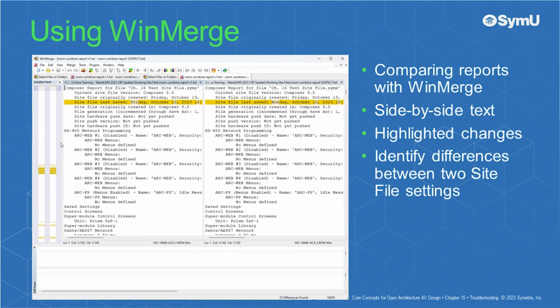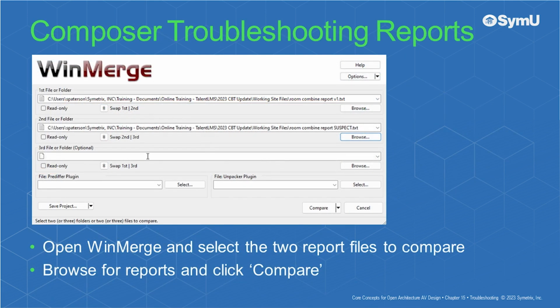A useful tool for comparing reports is the WinMerge software. The side-by-side text and highlighted changes make it very simple to identify the differences between the two site file settings. Open WinMerge and select the two report files to be compared. Browse for your reports in the corresponding areas, click the Compare button.